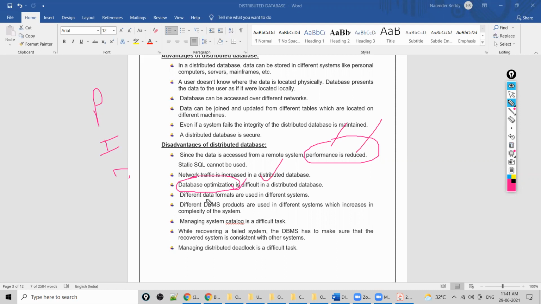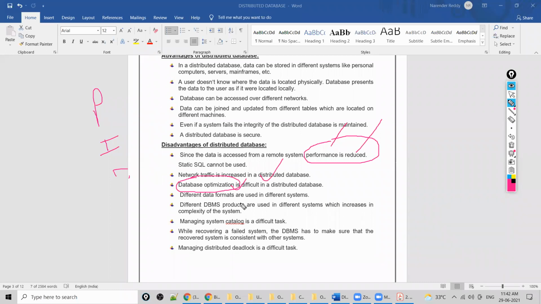Next, different data formats are used in different systems. Next, different products are used in different systems. Simple, madam. First one, different data formats we can use. That one is difficult, because we cannot easily understand that format. Next, different DBMS products we can use.